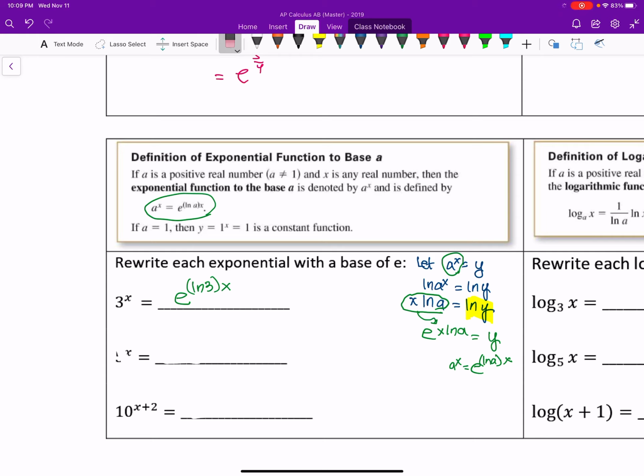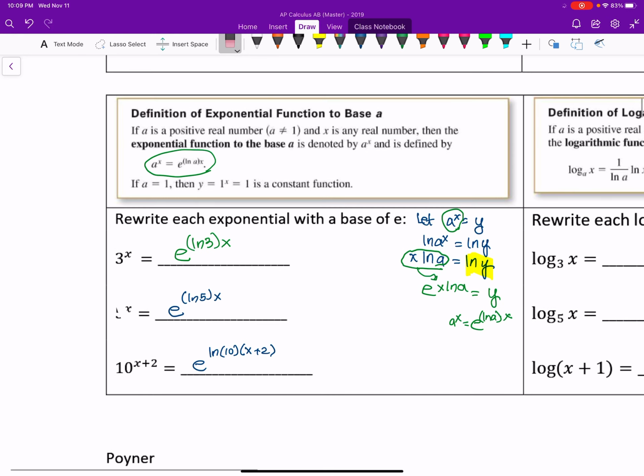Whoops. That's what I'm getting here. And I didn't mean to erase that.